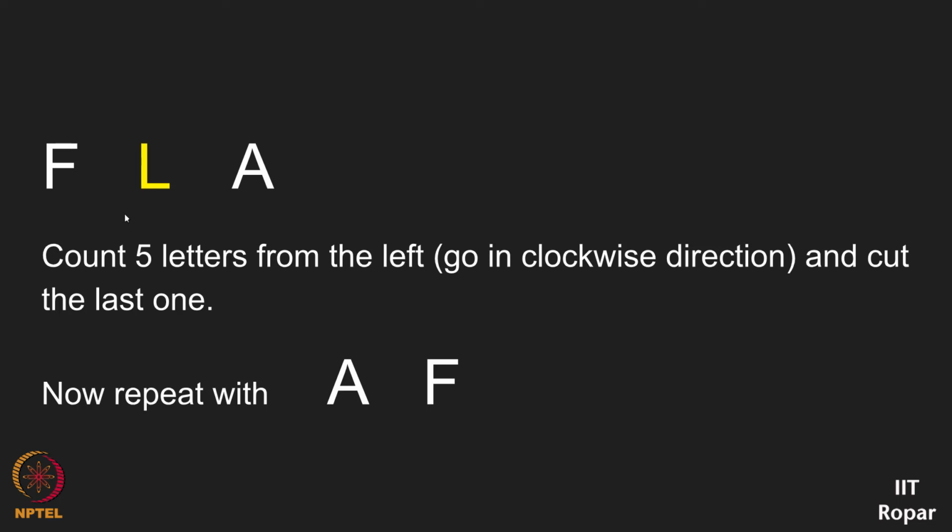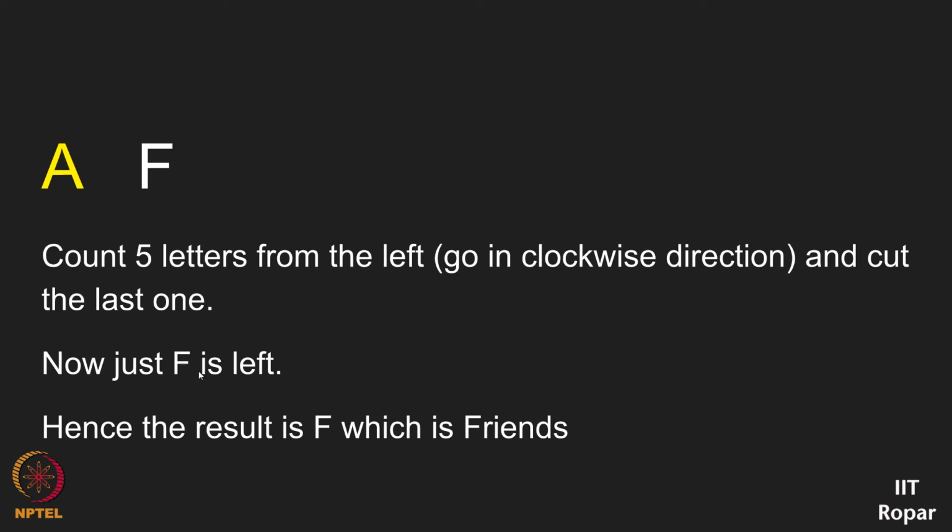Now what is remaining? In the right side you have A, you write it. Then on the left side you have F, write it. So you are left with A and F. Now you have to repeat it with this. So let us do that. A and F. We'll count 5 steps. 1, 2, 3, 4, 5.